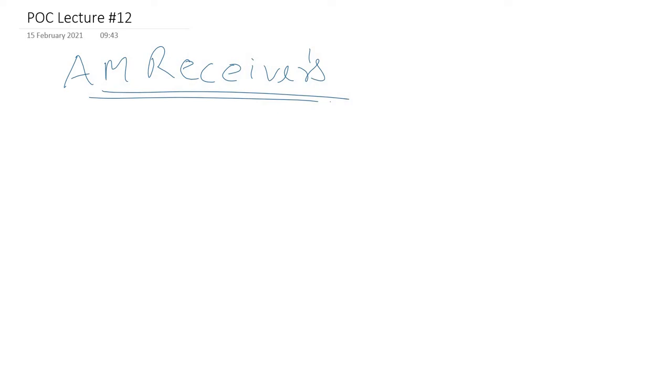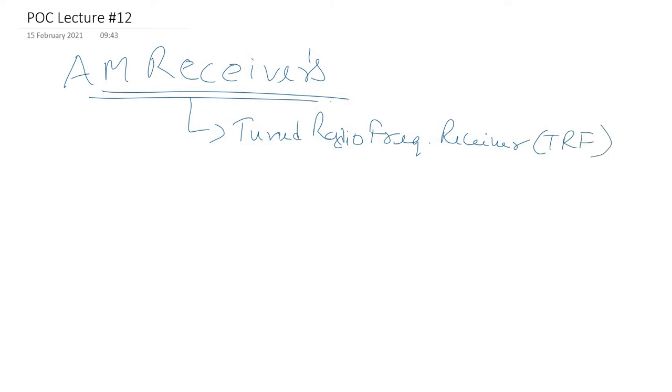So the next topic is our AM receivers. In general, there are two different types of AM receivers that are available for amplitude modulated signals. The first one is the tuned radio frequency receiver, that is the TRF receiver, and the second one is the superheterodyne receiver. These are the two commonly used types of receivers for AM signals.